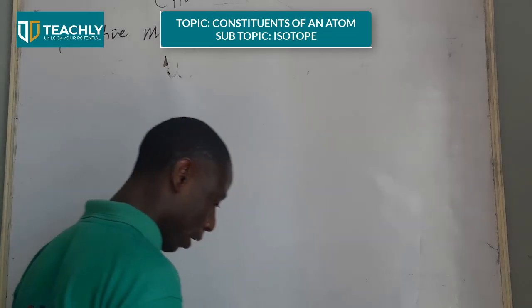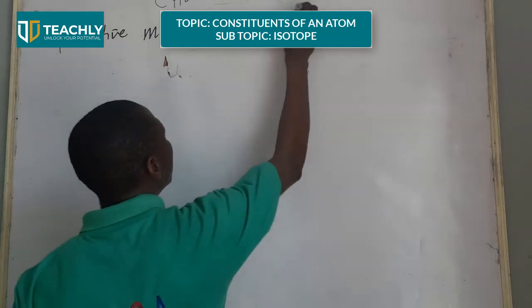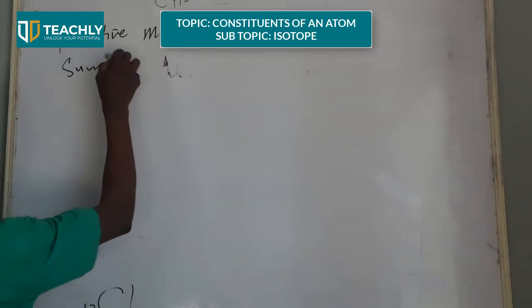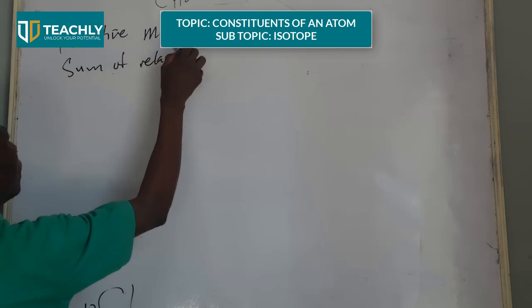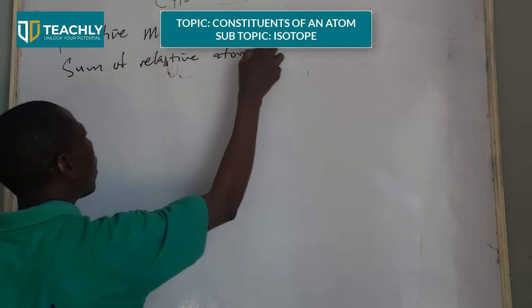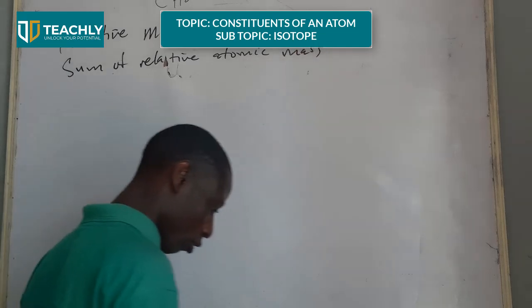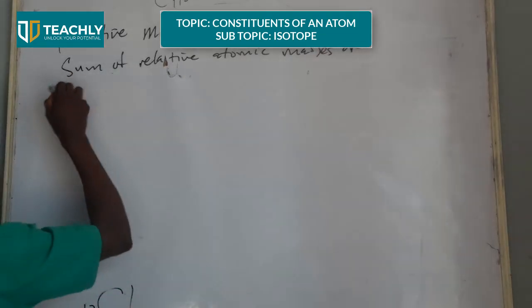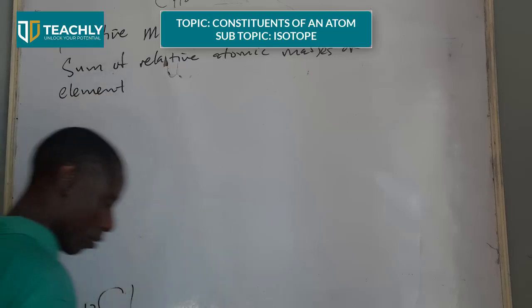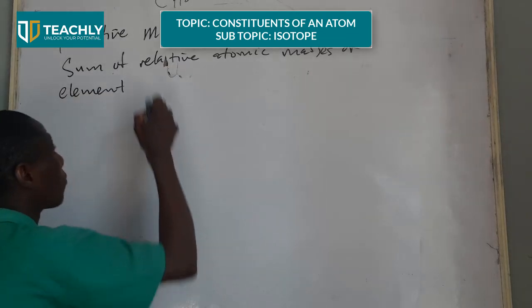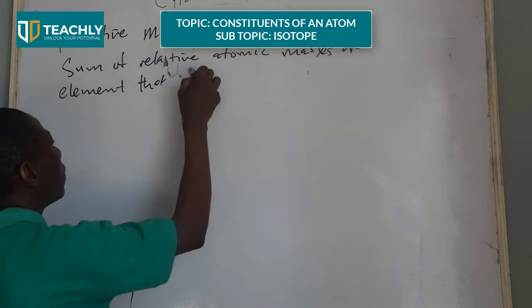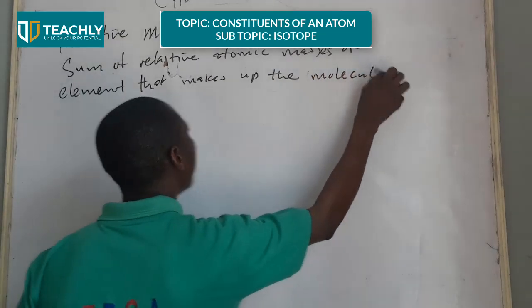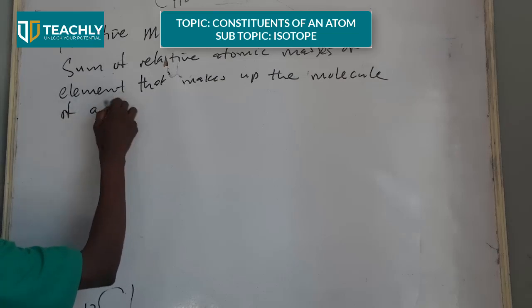So for relative molecular mass, we can see this is the sum of relative atomic masses of elements that make up the molecule of a substance.